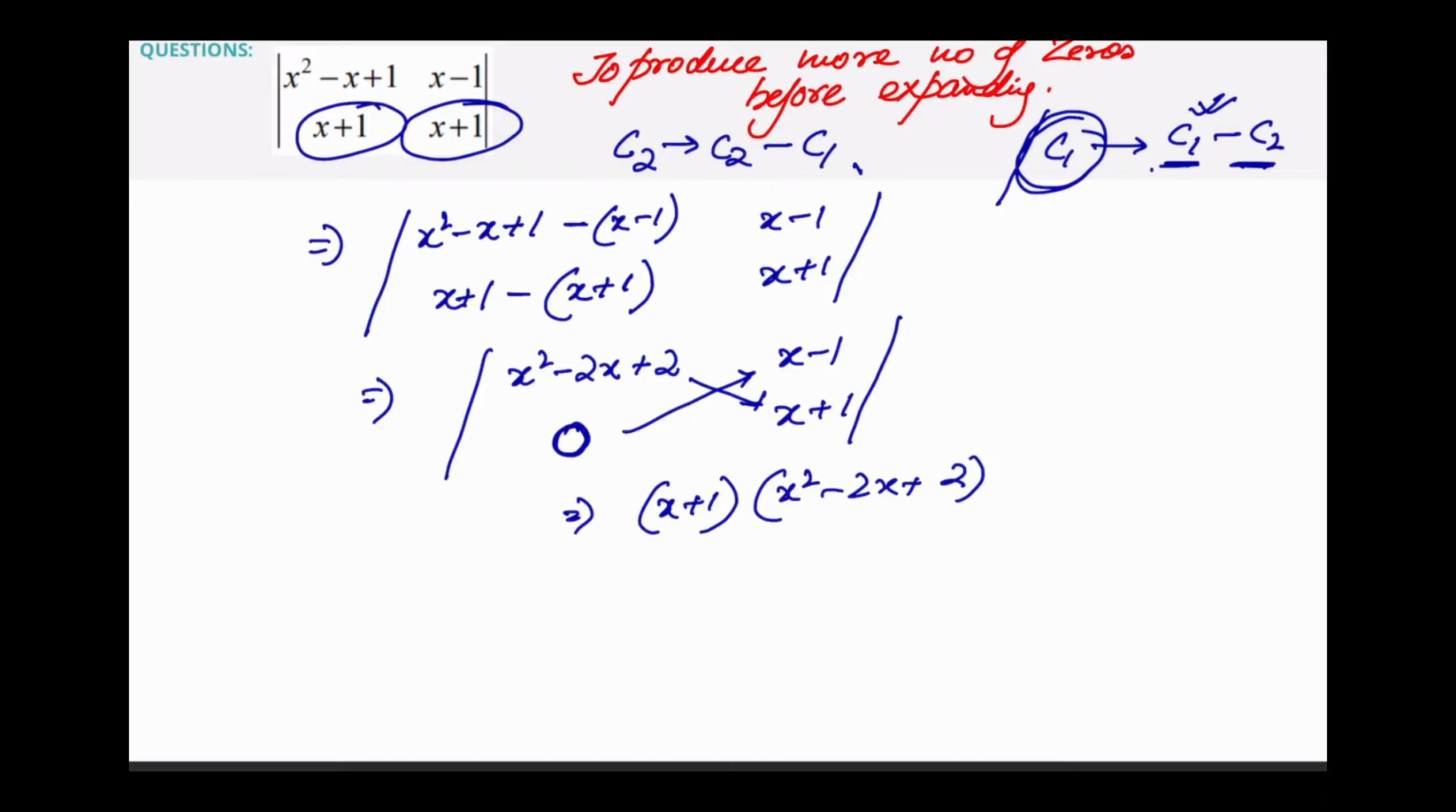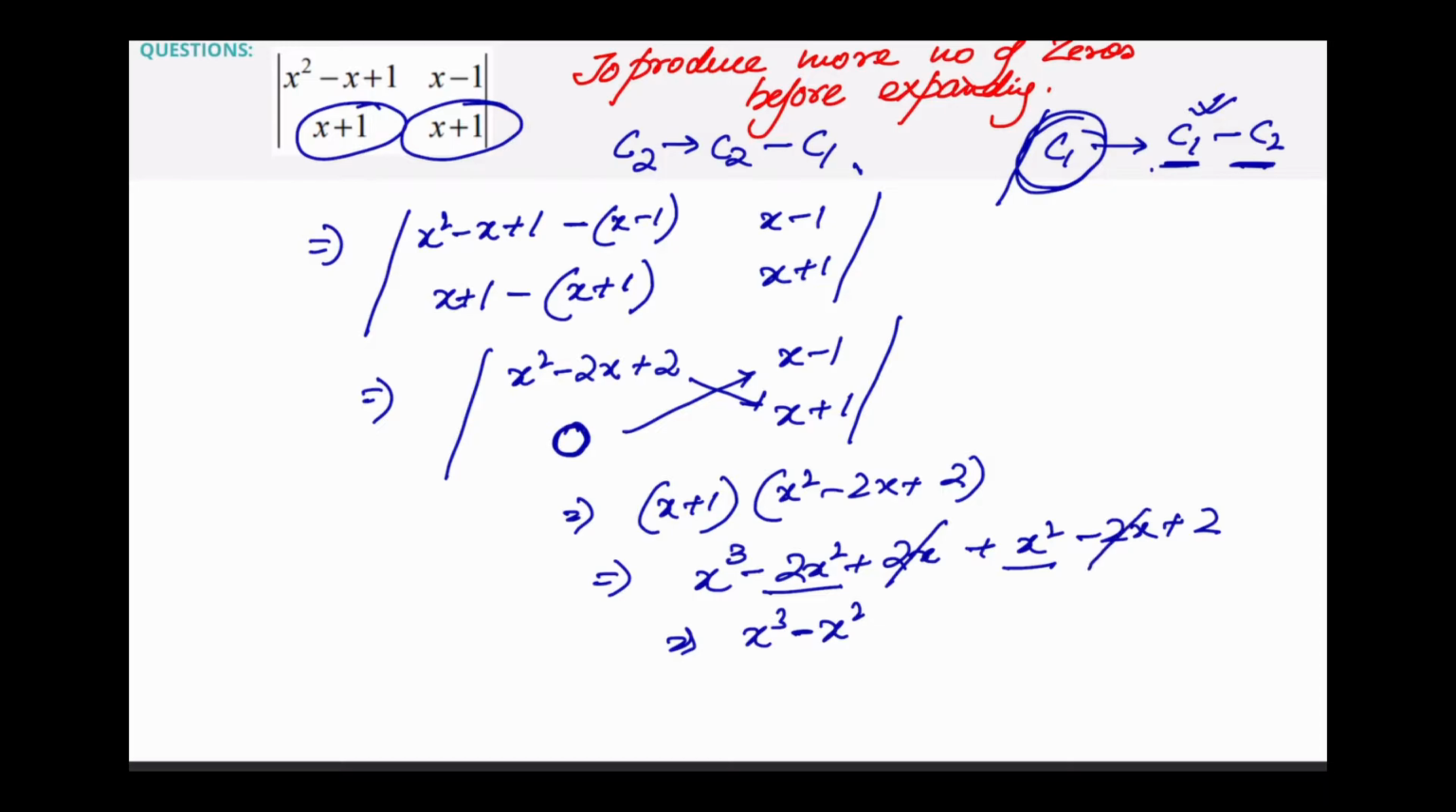If you want, we can open it up also. Let's open it up, multiply it. So x cube minus 2x square plus 2x, and then here we'll get plus x square minus 2x plus 2. Correct? So what you'll get: x cube, now minus 2x square plus x square, minus x square. 2x and 2x got cancelled, plus 2. So a very simple answer we got, student. Okay, nothing much was there.